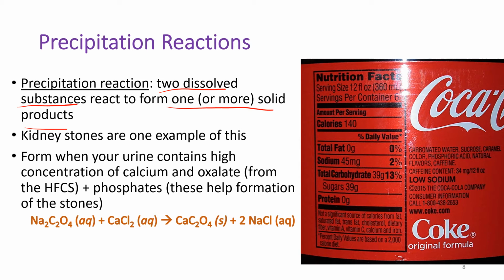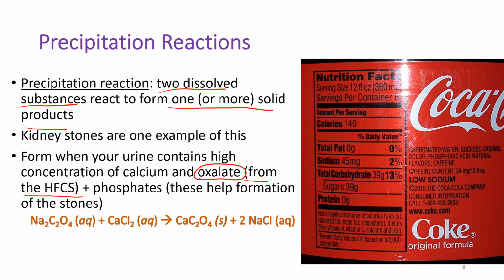An example of this that happens very often to people is kidney stones. Whenever your kidney stones form, it's because a precipitation reaction is occurring. When your urine contains high concentrations of calcium and oxalate, you'll have high concentrations of oxalate whenever you consume a lot of high fructose corn syrup.